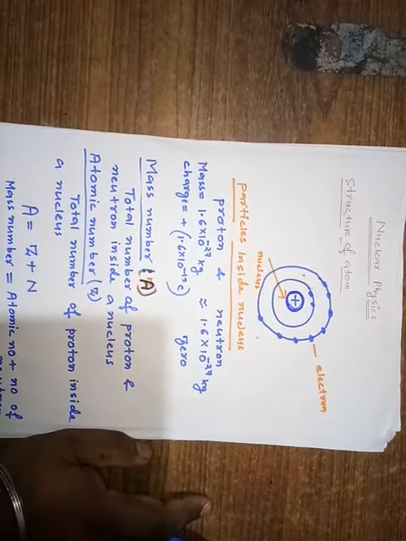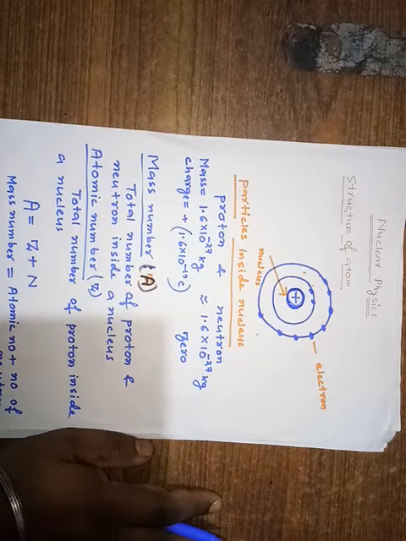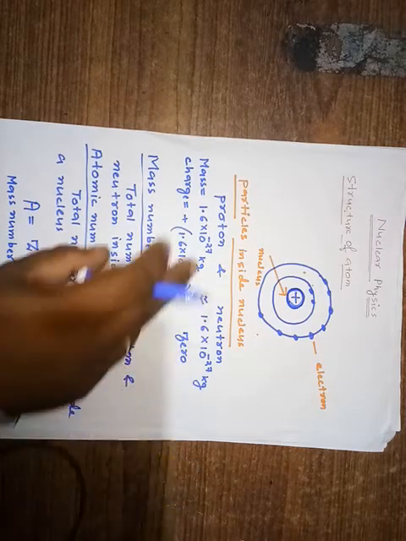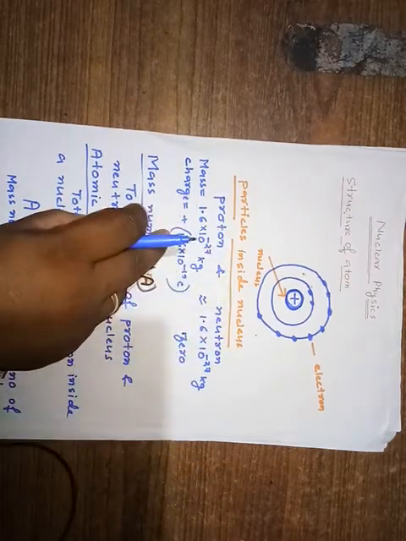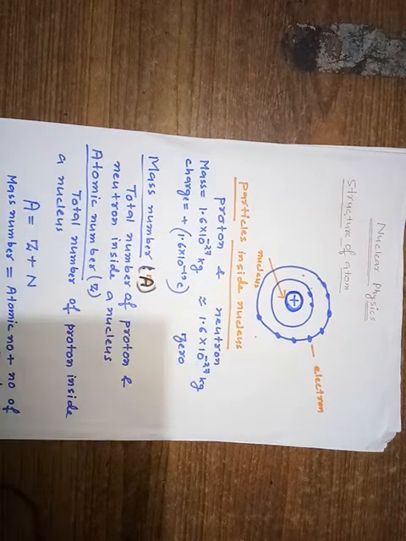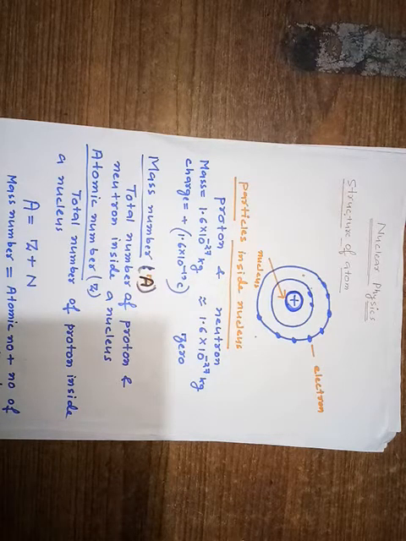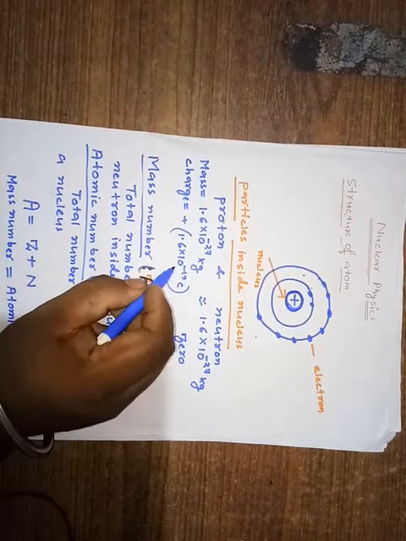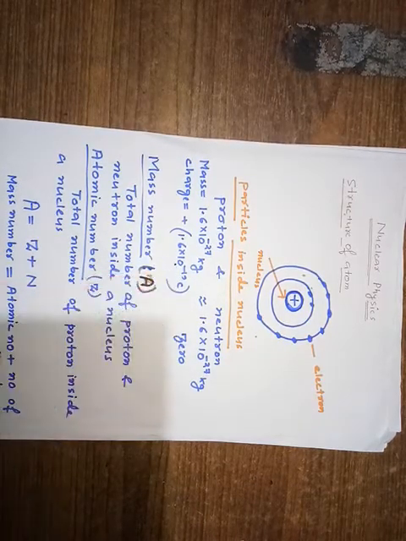Okay, now why is the nucleus positively charged? This is because the nucleus contains two kinds of particles which are called proton and neutron. Among the proton and neutron, the proton is positively charged and the neutron is electrically neutral. Since the nucleus contains these two particles, that is why the nucleus is positively charged. And what is the charge of one proton? That is 1.6 into 10 to the power minus 19 coulomb.